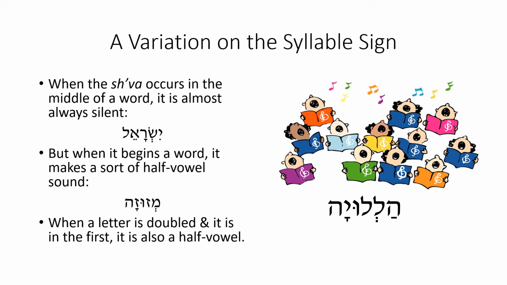And that same thing happens when a letter is doubled and the shva is in the first iteration of that letter. It's also at that point a half vowel. So this particular keyword is hallelujah, hallelujah, lalu, hallelujah. It's not hallelujah, it's hallelujah. Tiniest little half vowel.